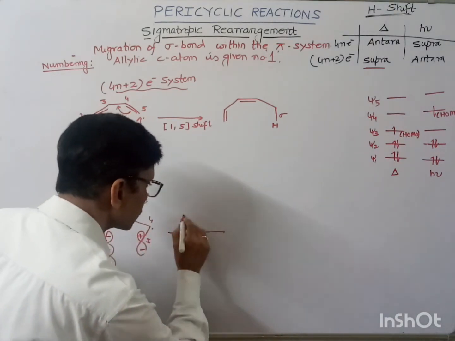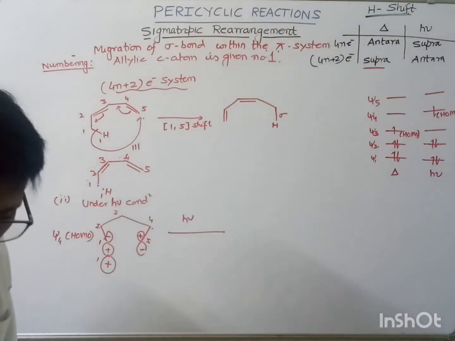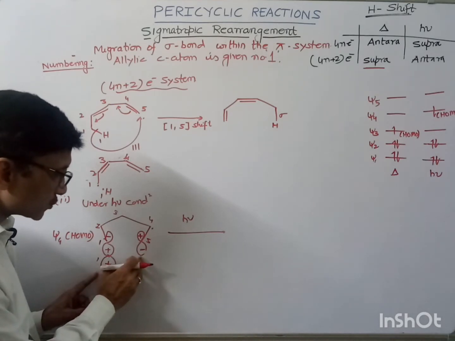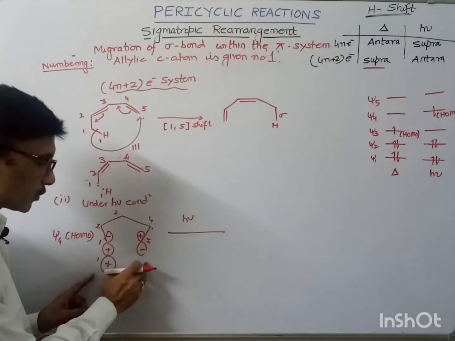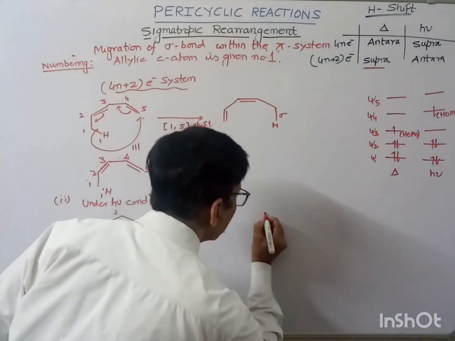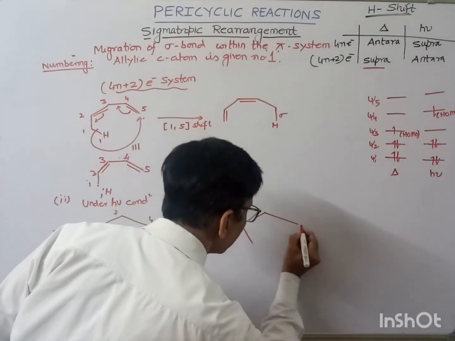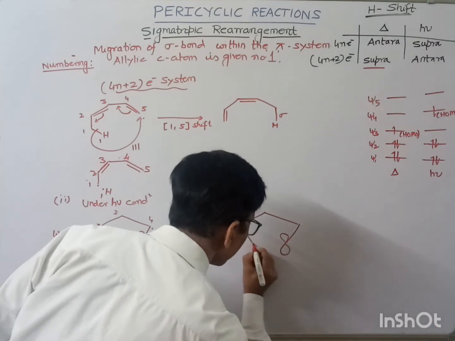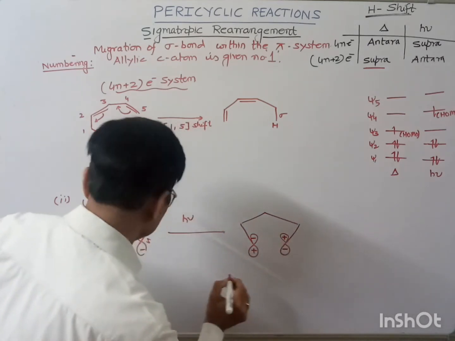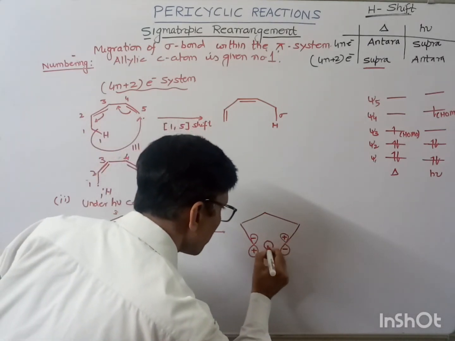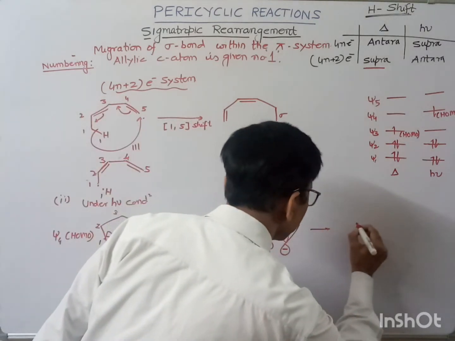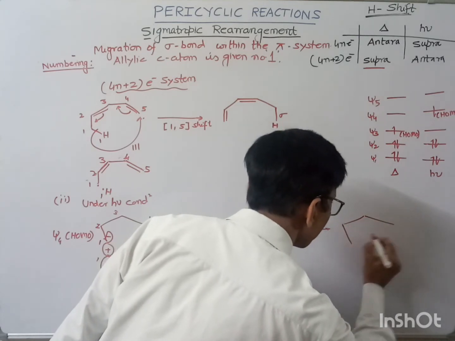Now, under photochemical condition, it cannot migrate suprafacially, because if the migration occurs suprafacially, then the sigma bond will not get formed. So no doubt it will migrate in an antarafacial manner. So how may we write, we may show it in this way. Like this. Or finally what we may write? We may write like this.